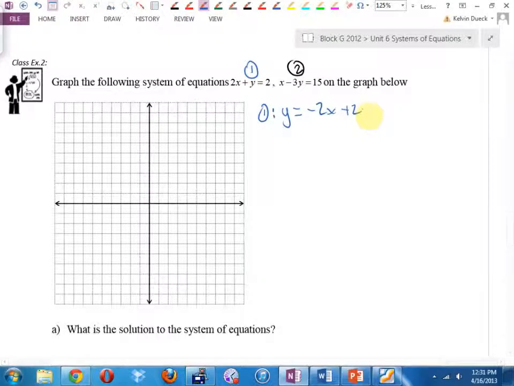Ty, my friend, what's the y-intercept of this equation? And what's the slope? So put a dot right here, and go down 2, over 1, down 2, over 1, down 2, over 1, down 2, over 1. And connect them.